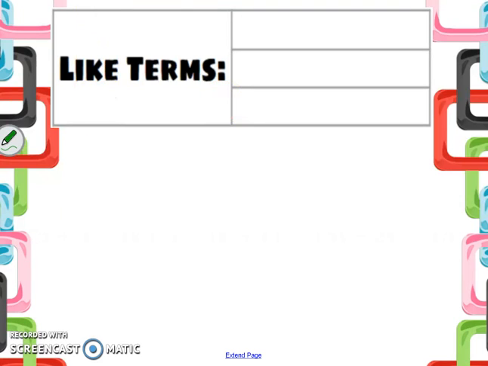Hey there, so we're going to look at now combining like terms. First, we need to know what like terms are. So here's some things you need to know. Like terms have the same variable, so it has to be the same letter. All the x's go together, all the y's go together, but the x's and the y's don't go together.